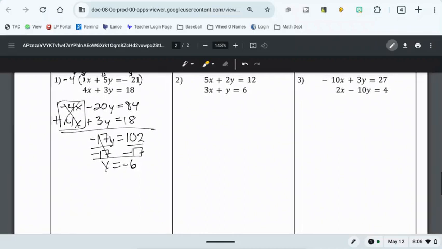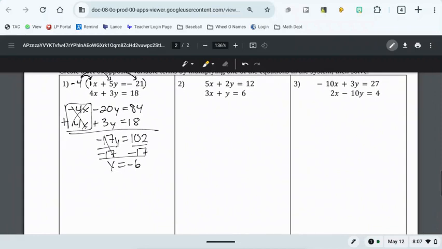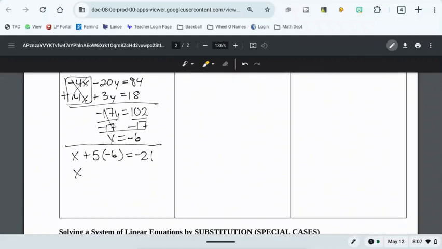Now, again, it does not matter which equation we plug it back into. We just need to pick one and plug it in. I'm going to choose the original top equation. So we have x plus 5 times our y value, which is negative 6, x minus 30 equals negative 21. Plus 30 on both sides, and we get x equals 9. So our solution is 9 comma negative 6.